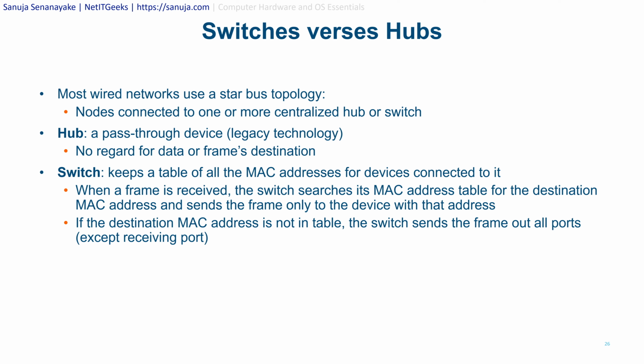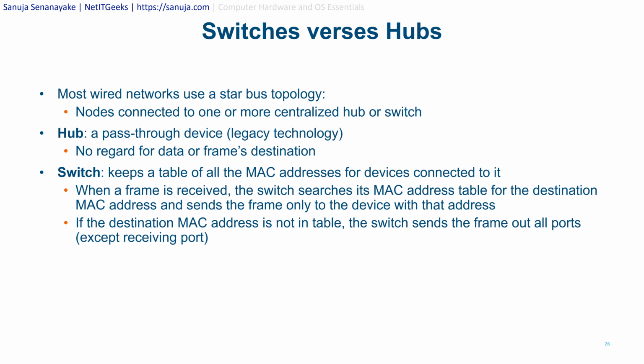A hub is a pass-through device that gives no regard for data or frame destination. A hub is like a dumb device. It just passes data across everything. It doesn't analyze any packets associated with the frames. Any data associated with that packet or frame is not analyzed through hubs at all. Hubs are considered legacy technology, and are pretty much not in use in 2022.